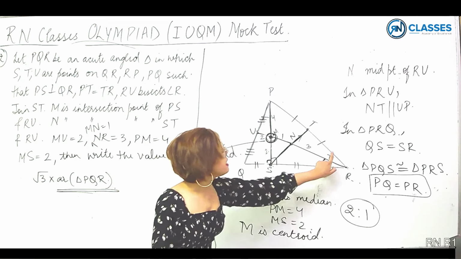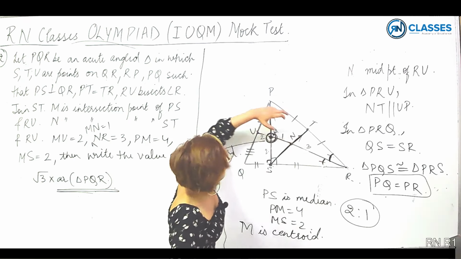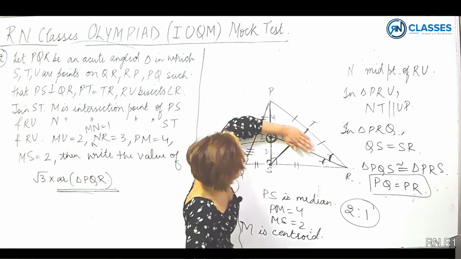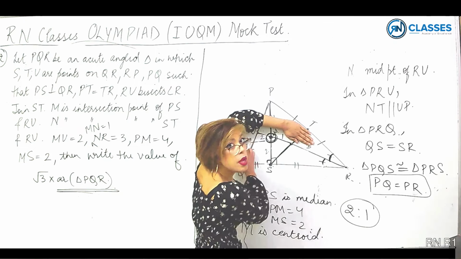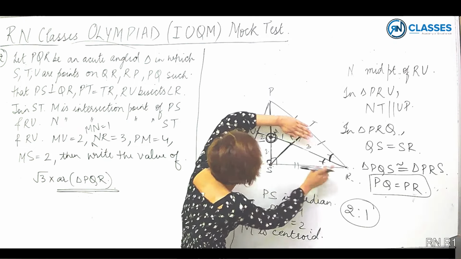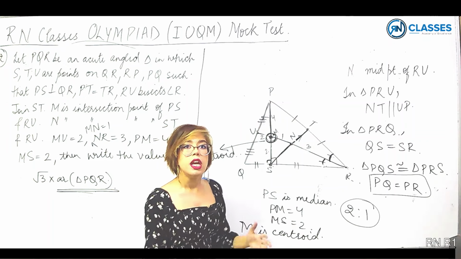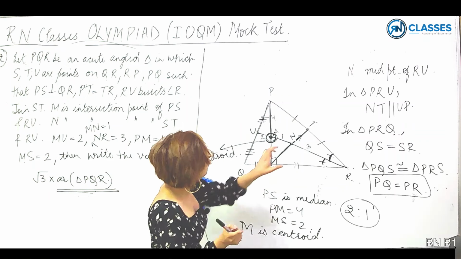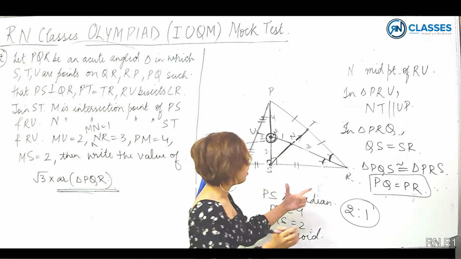Again, this angle is equal to this angle. This is the common side. This is equal to this. Can I say that triangle PRU is congruent to QRU? If those two triangles are congruent, that means PR is equal to QR.